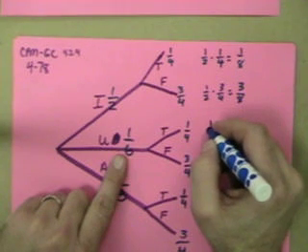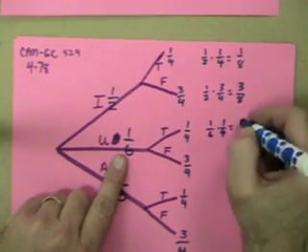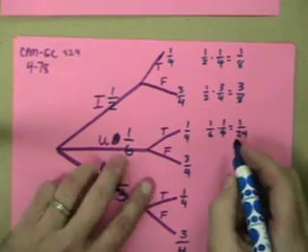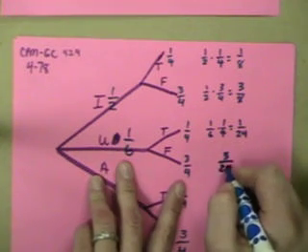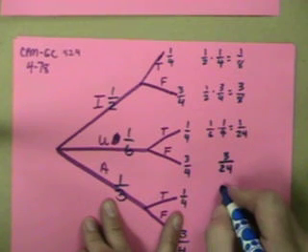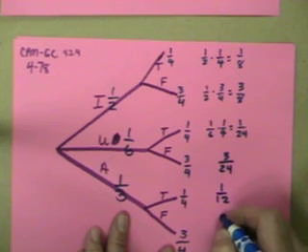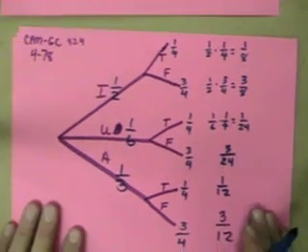I'm going to go ahead and just multiply these out. This is going to be 3/24, and this is going to be 1/12. This is going to be 3/12. So there are my probabilities for them.